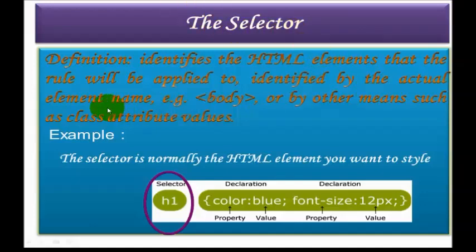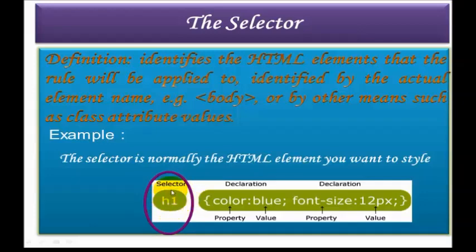Identify by the actual element name, for example body. You can use an HTML element as the selector, or you can use some other names such as class, ID or identifier, or attributes and values. So here is the example. The selector is normally the HTML element you want to write this style for. For example, now I want to redefine the style of H1. H1 is an HTML tag.